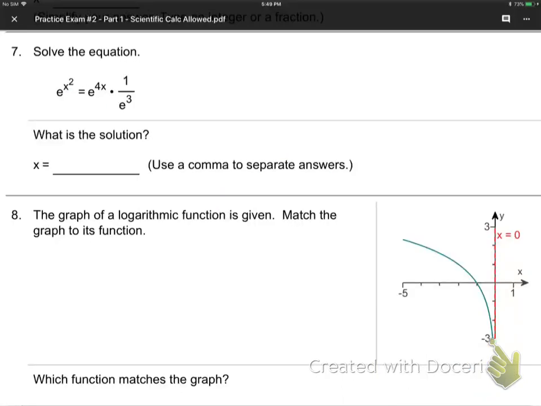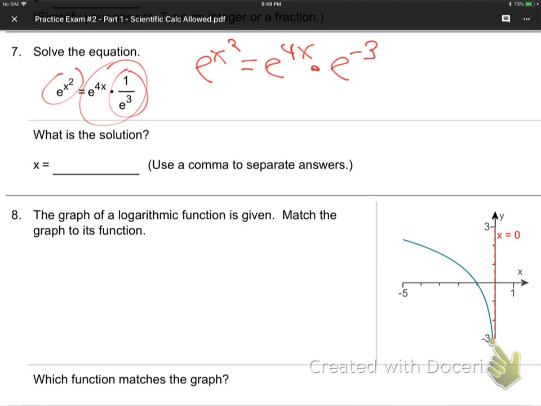So number 7 here. We've got to make these bases the same. So e to the x squared is e to the 4x times... Now what do you do with something flipped down? That's a negative power, remember? And now, what do you do with two bases times? You add the powers. One base, right? Remember that old rule? So the two e's multiplied, you take their powers and add them.